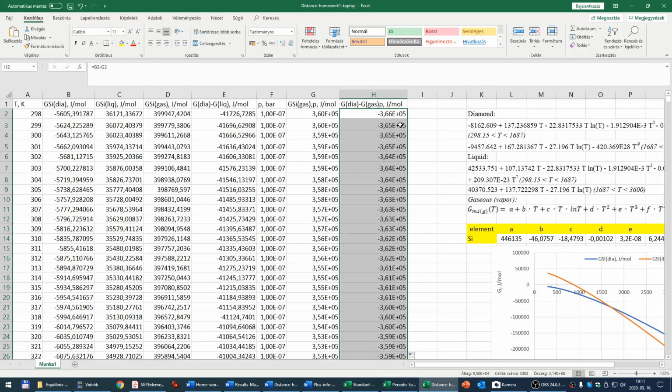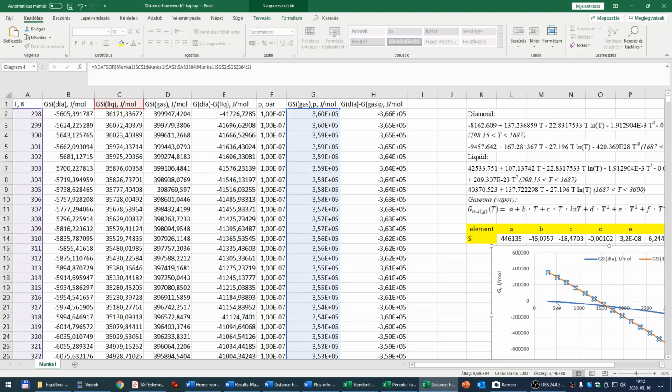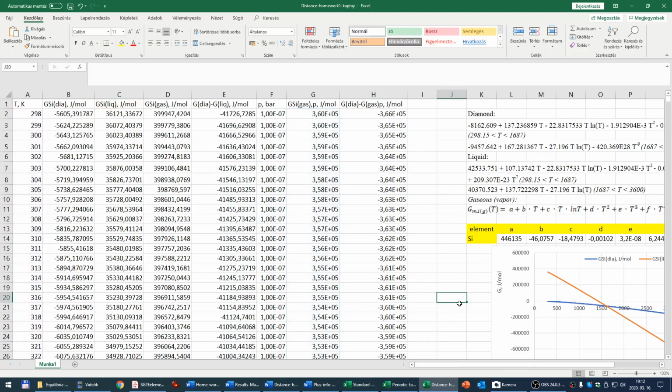By the way, before searching for 0, let me show on this diagram what is happening. On this diagram we have the blue line, which is the diamond, same now, and we have these as a liquid, but we can change it. We can make it gas. You see, now it changed, and actually we have a cross section. The cross section is somewhat above 1500 Kelvin, so this is actually the boiling point, sorry, the sublimation point, the sublimation temperature of pure silicon at this pressure.